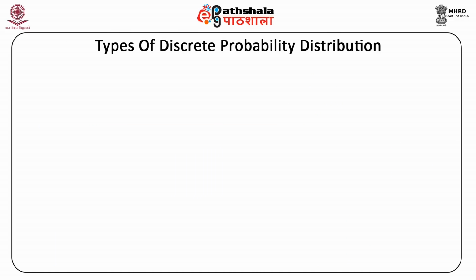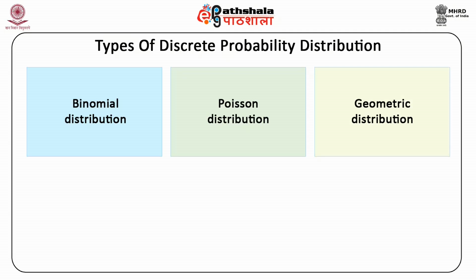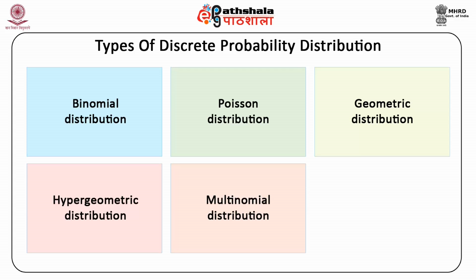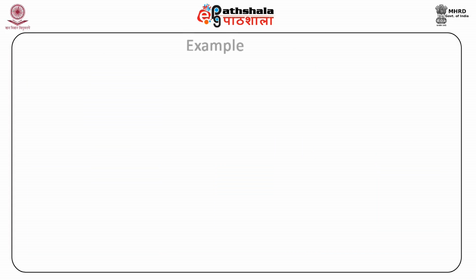The different types of discrete probability distributions are binomial distribution, Poisson distribution, geometric distribution, hypergeometric distribution, multinomial distribution, and negative binomial distribution. Let us understand it with the help of an example.